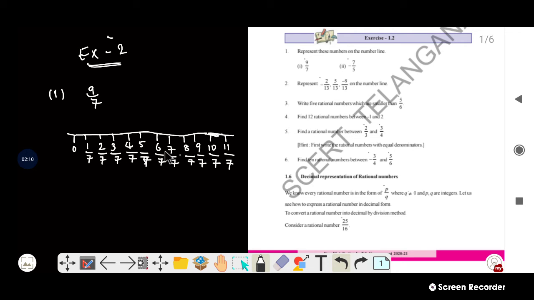Okay, so where is the 9 by 7? I want to use a pencil. In your book you can do it. So I'm going to identify the 9 by 7 on a number line. This is the first one in the first question, and we have the second one also present.